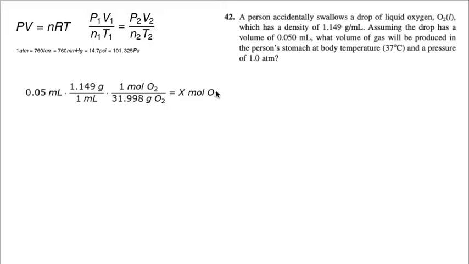If we have that moles of O2, that will be all the moles of O2 that will turn into the gaseous state inside the person's stomach. And so if we have moles of O2 and we have the temperature converted to Kelvin and the pressure, we can solve for the volume using our ideal gas law equation.